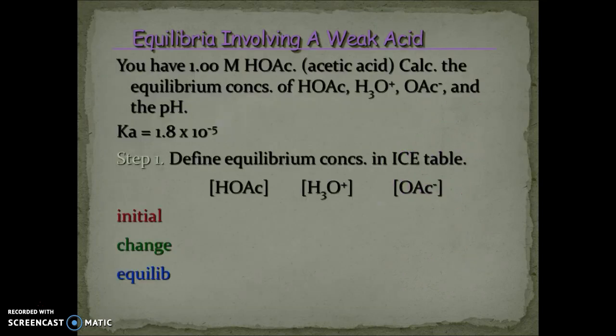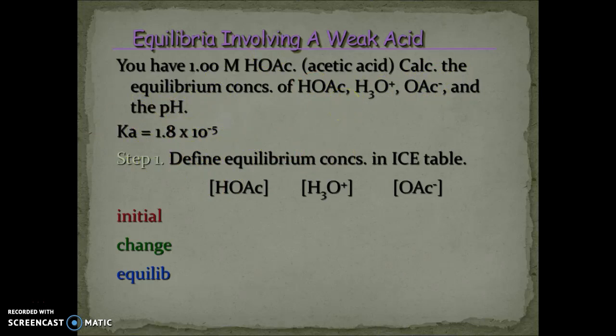So let's take a look at equilibrium that involves weak acids and bases. In this first example, we've got a concentration of acetic acid. HOAc is the abbreviated version of acetic acid. I'm not sure why the O is in there, but HOAc is an abbreviation for acetic acid. We want to calculate the equilibrium concentrations of all three of these species, and the pH, given that the Ka is 1.8 times 10 to the negative fifth.